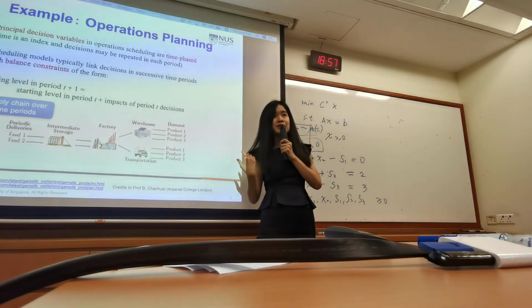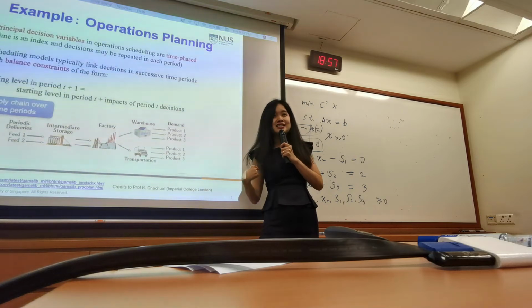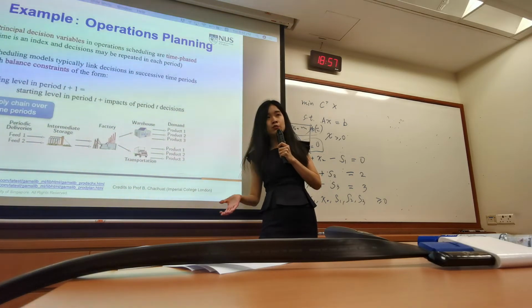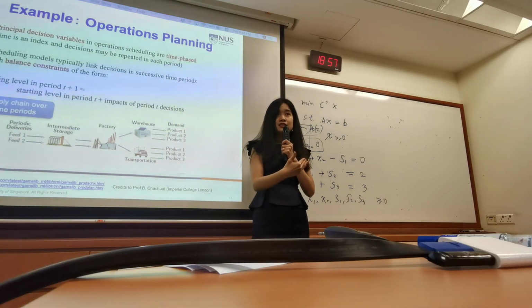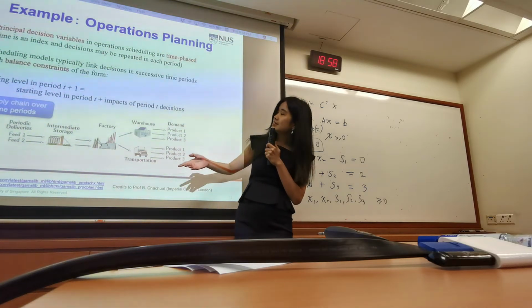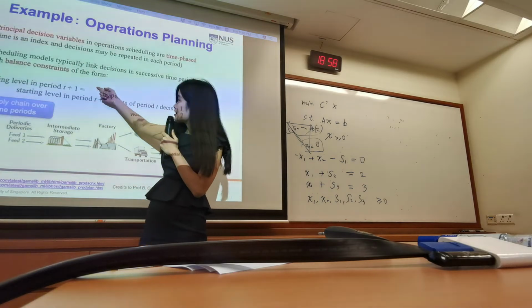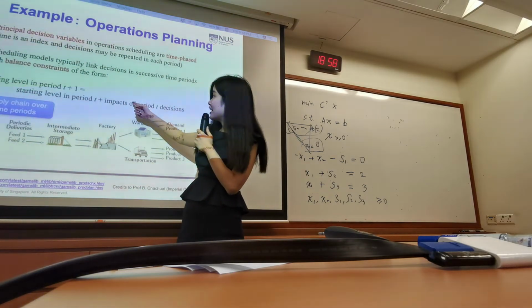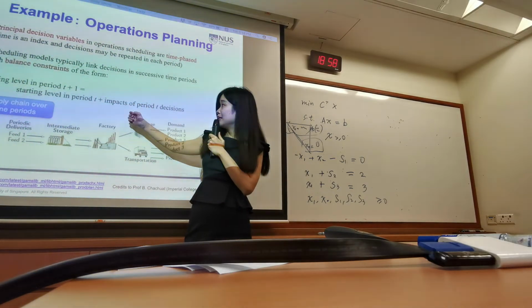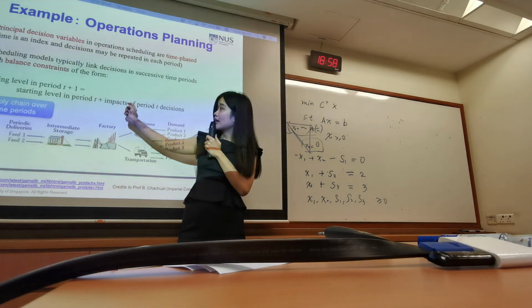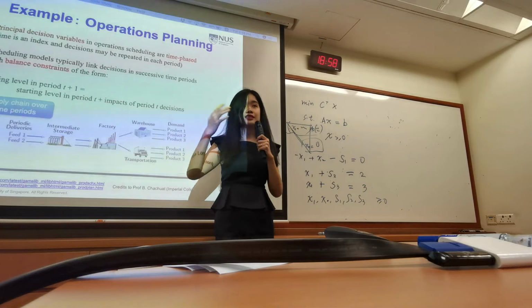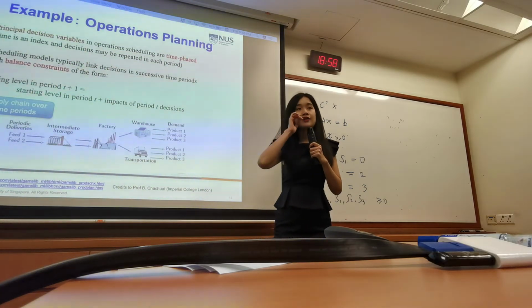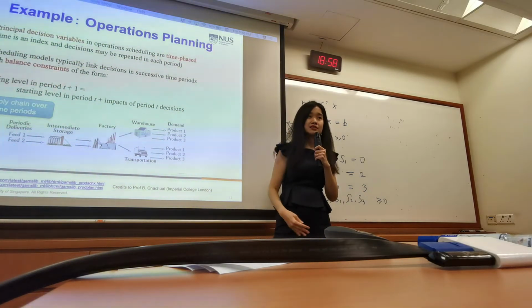What does this mean? It means your current time is never independent. It always depends on your previous time's decisions. So the time flows, but you always get the current time or next time. The starting level for the next time will be related to the previous time's starting level plus what you did in the t time. So you have this kind of accumulated amount.